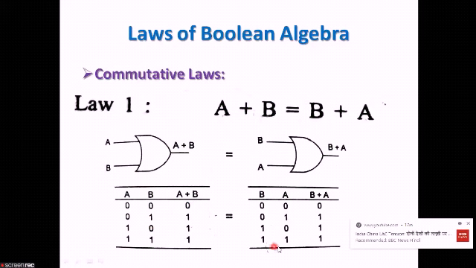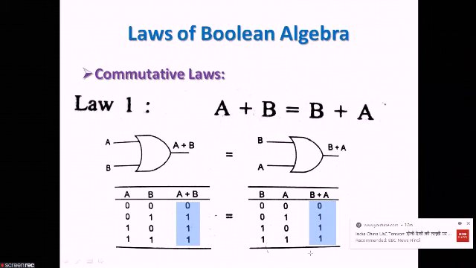Similarly, in these combinations, the first input is B and the second input is A. So this is 0, 0, the output is 0. 0, 1, the output is 1. 1, 0, the output is 1. And 1, 1, the output is 1. Now see these two things, this one and this one: the outputs of the two truth tables are the same.